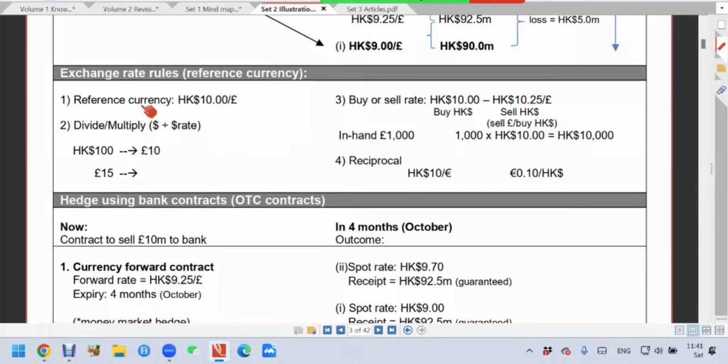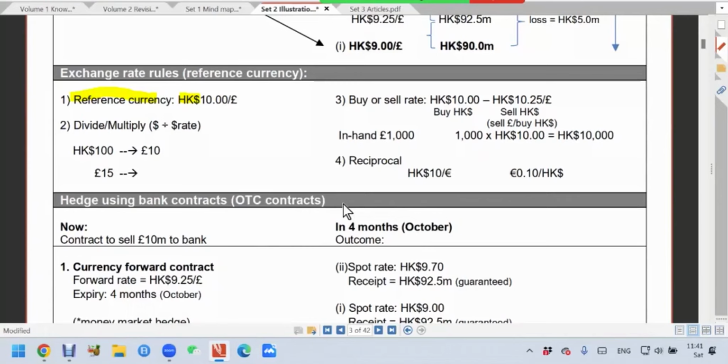Reference currency. So, example, you are given 10 Hong Kong dollar equal to 1 pound. This 10 here is the exchange rate, and it refers to Hong Kong dollar. So Hong Kong dollar here is known as the reference currency. Just remember, the currency the rate refers to is the reference currency. That's the first rule you have to know: the rate refers to which currency.